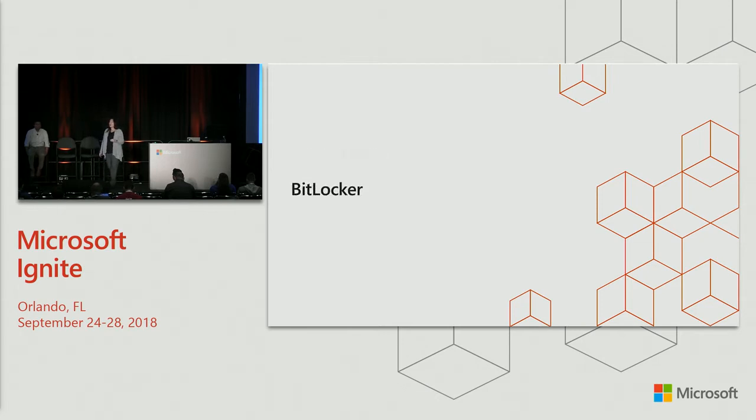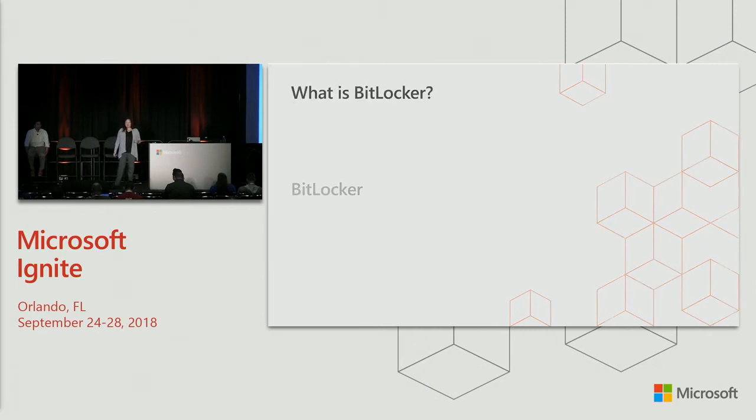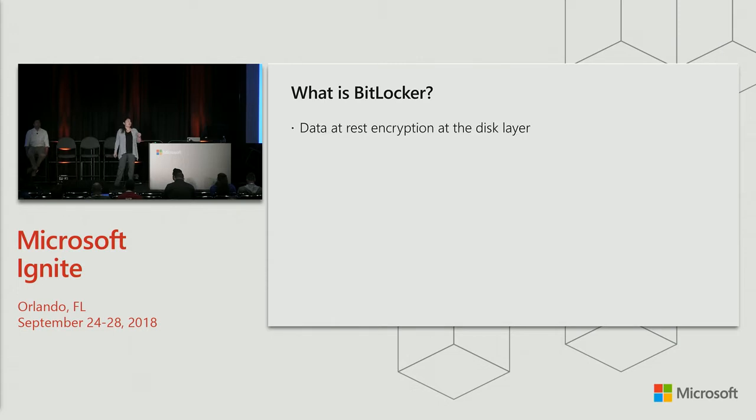The first one is BitLocker. So what is BitLocker? It is data at rest at the disk layer. What that means is if someone was able to steal a disk that was BitLockered and put it into another machine, they'd be unable to see the data on that disk, because they would not have access to the BitLocker keys.